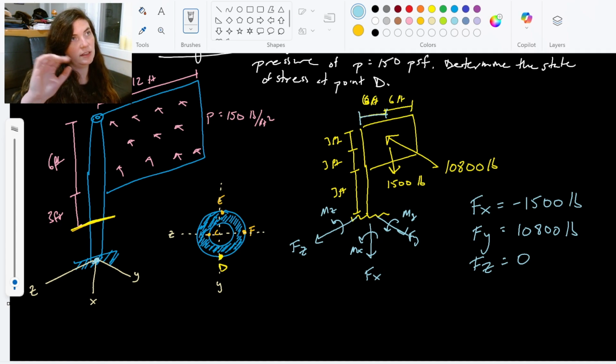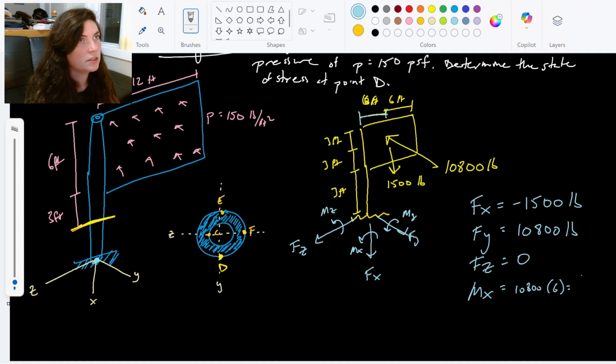And of course, this 10,800 is causing a clockwise rotation. So that means that my moment about x is going to be positive. So 10,800 times its distance away, 6. 64,800 pound-feet, right? Those were pounds multiplied by feet. 64,800 pound-feet. And then I'll do the same for my y moment, right?